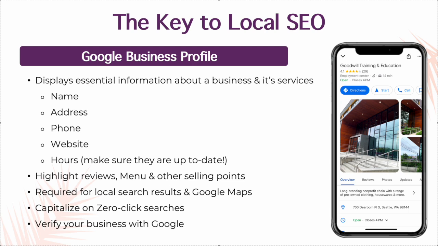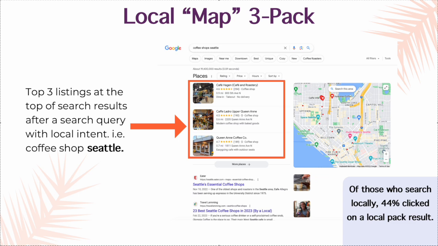For some more context, we have the local map 3-pack. If somebody's searching on just general Google, this is where you would want to show up. These 3 top listings are the bread and butter of what makes this so important. 90% of your clicks are going to come from that top 3. So it's really important to have a really optimized profile to get into that area.